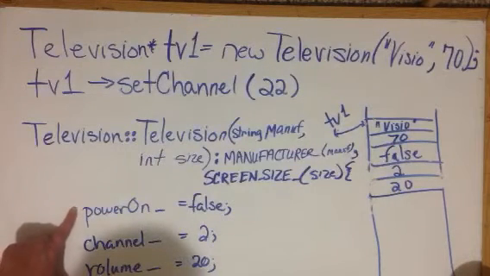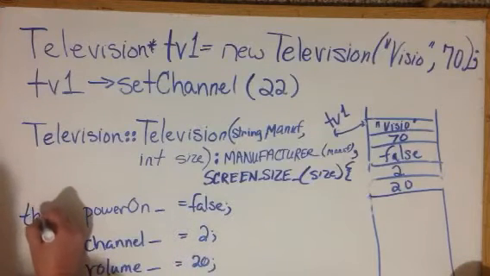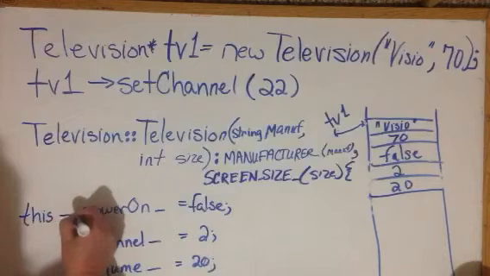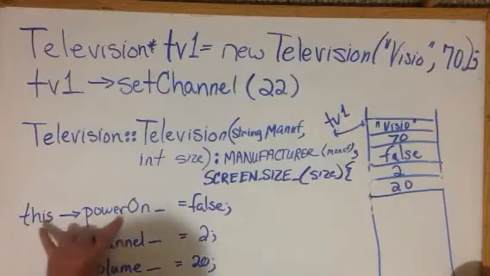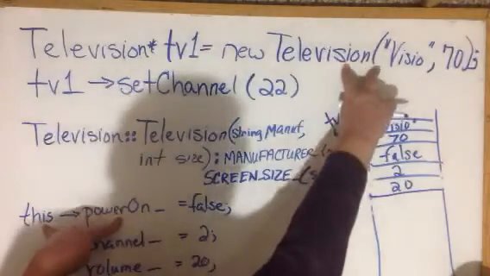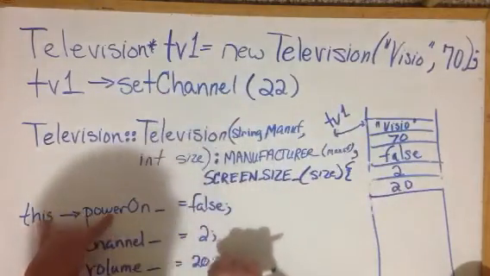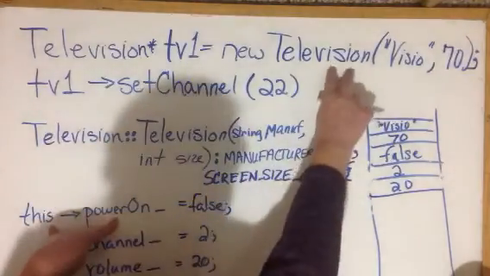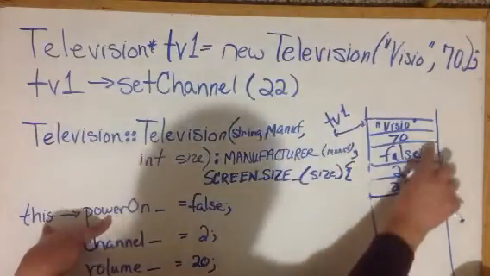There's a special pointer called this that helps us with that. We can say this, power on, set to false. This means the power on for the class that's calling the constructor. Well, that's this one, this new one that we're creating. That power on that belongs to the class, this one that I'm working on, set to false.